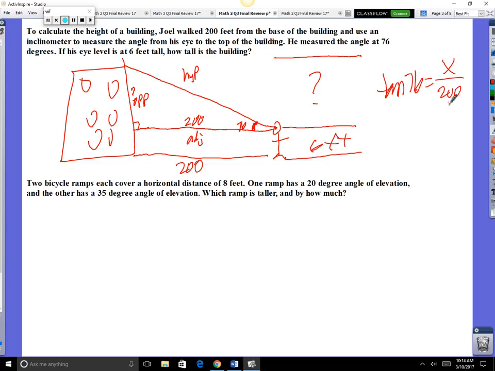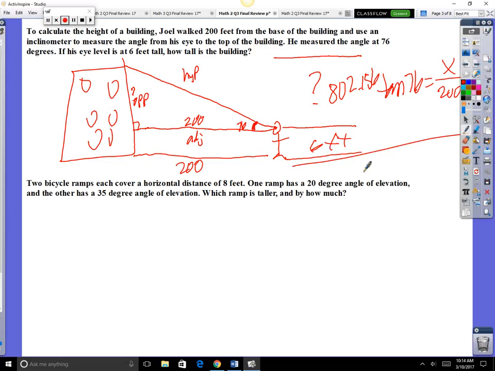200 times the tangent of 76 is 802.156. Plus I've got to add the 6 feet. So if you add the 6 feet, then it's going to be 808.156 feet.